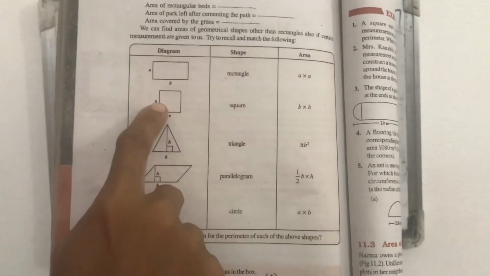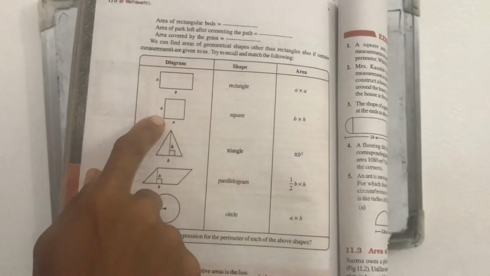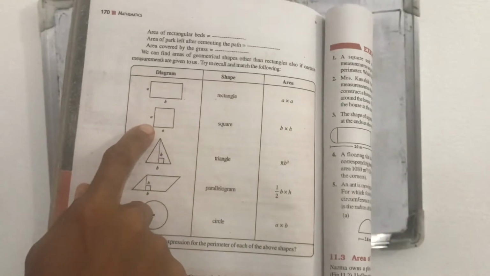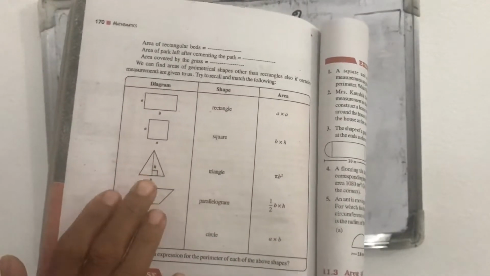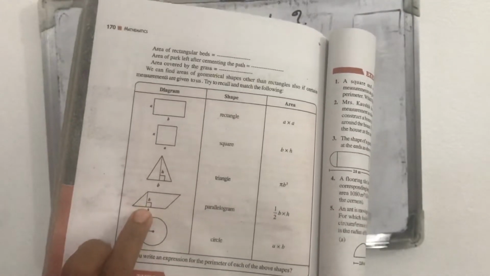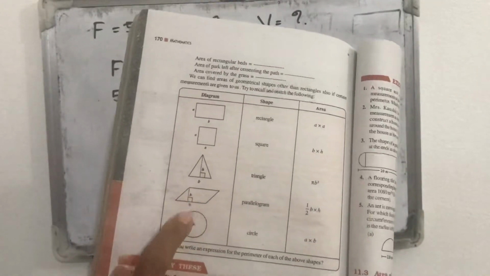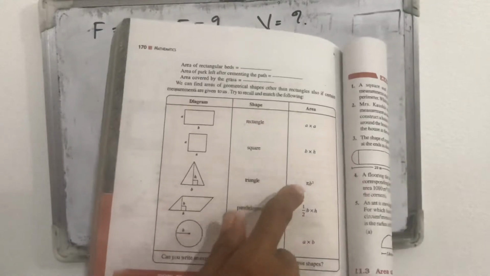Next shape is the square. If the side is A, then its area will be A into A, that is A square. Next, the triangle area, which we already know, is half into base into height. Next, the parallelogram. The area of a parallelogram is base into height. The last one is a circle with radius B. The area of a circle with radius B will be pi B square.